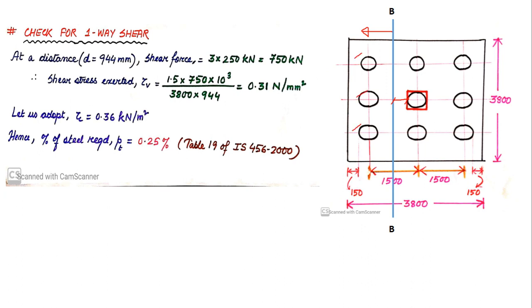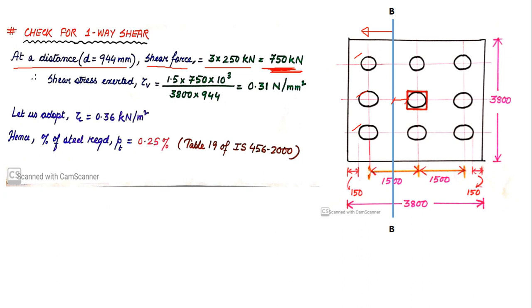If I want to calculate the shear force acting at BB from the left hand side, it will be because of the loads coming into these 3 piles. So what is the load coming in all these 3 piles? It will be 3 into 250 kilonewton. That is what I have written here: at a distance of 944 mm from the face of the column, the shear force acting at the section will be 3 into 250 kilonewton, that is, 750 kilonewton. So this is the shear force acting on section BB.